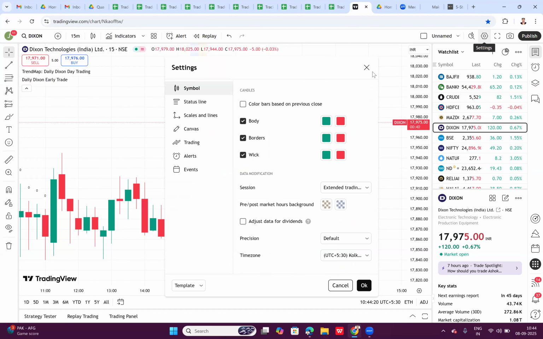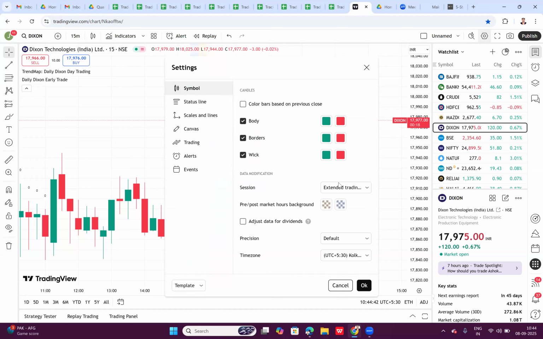On the right side at the top, you will get the option of chart settings. In this chart settings, you have to click. After this, you will get the option of symbol. In this, you have to select extended trading hours in the session option.